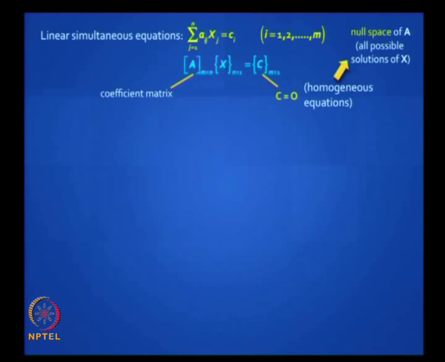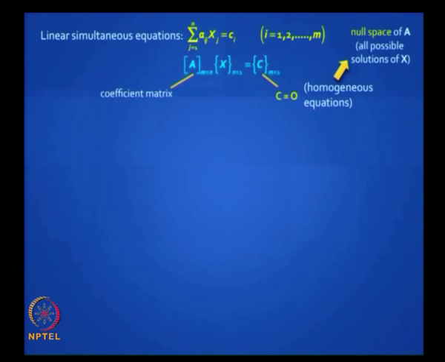So linear simultaneous equations can be written as Ax equal to C. A is called the coefficient matrix, as we saw in the case of the stiffness matrix, it is a property of the structure. X is a vector like the displacement vector, and C could be a load vector. C is some set of constants, right? If C is 0, well, you shouldn't say 0, you should say O, because 0 is a scalar, O is a vector or a matrix, then those sets of equations are called homogeneous equations, you are familiar with them.